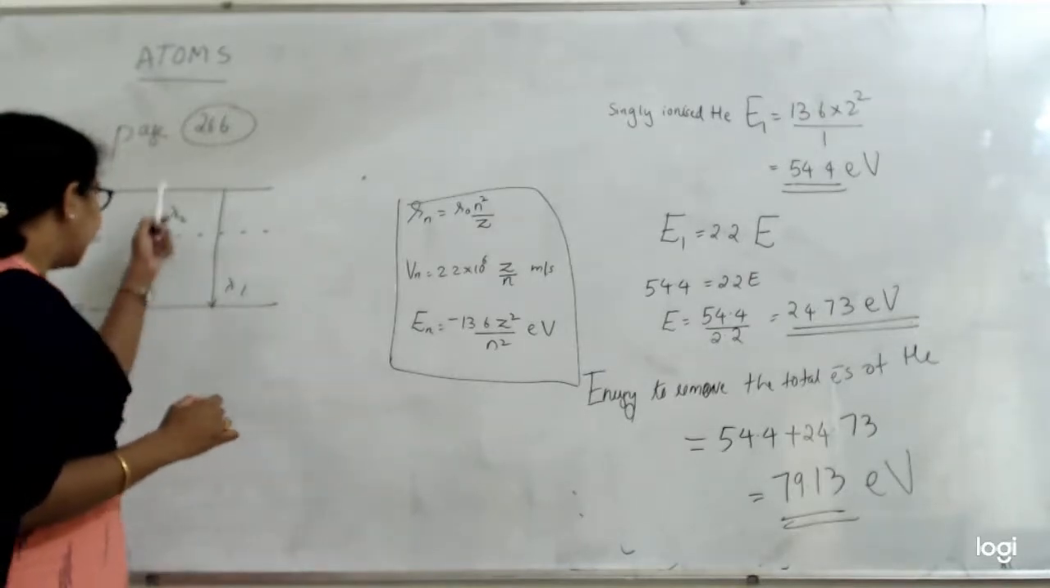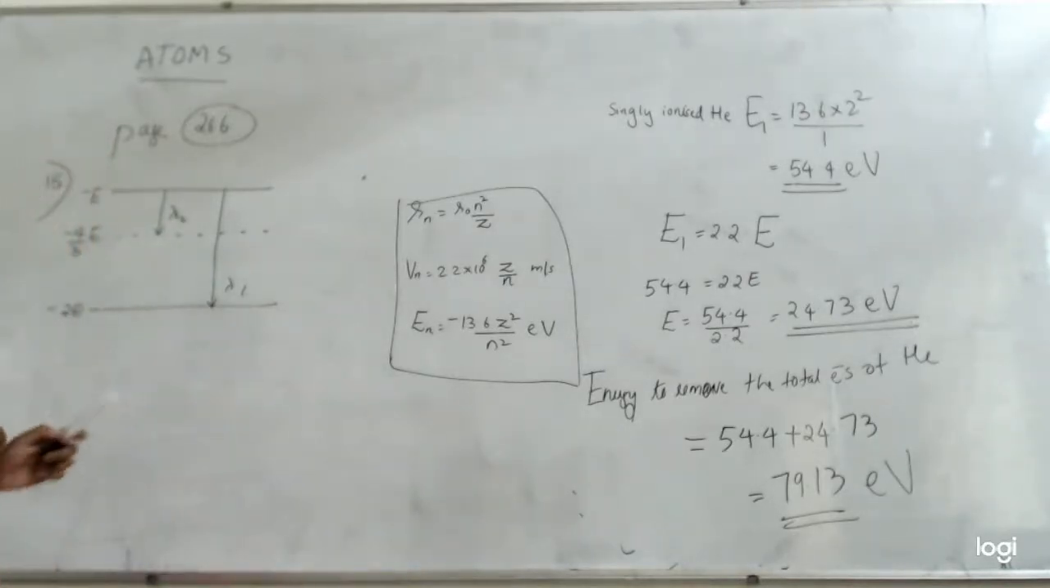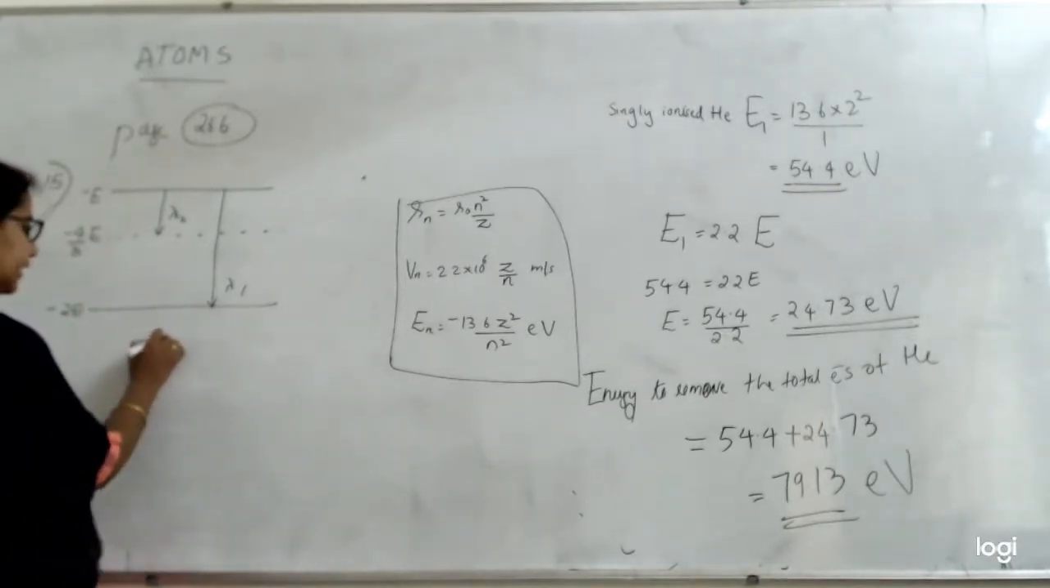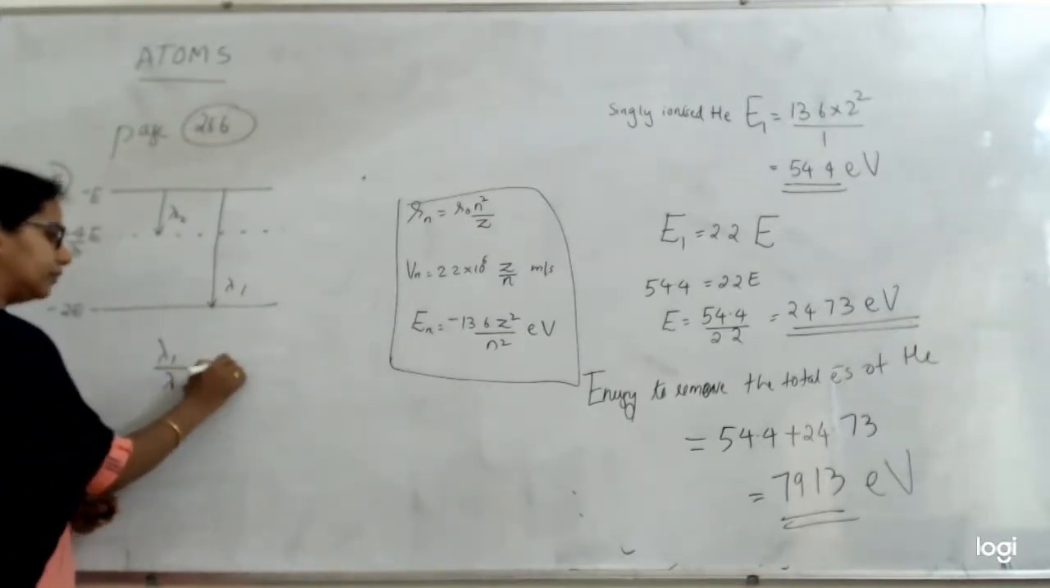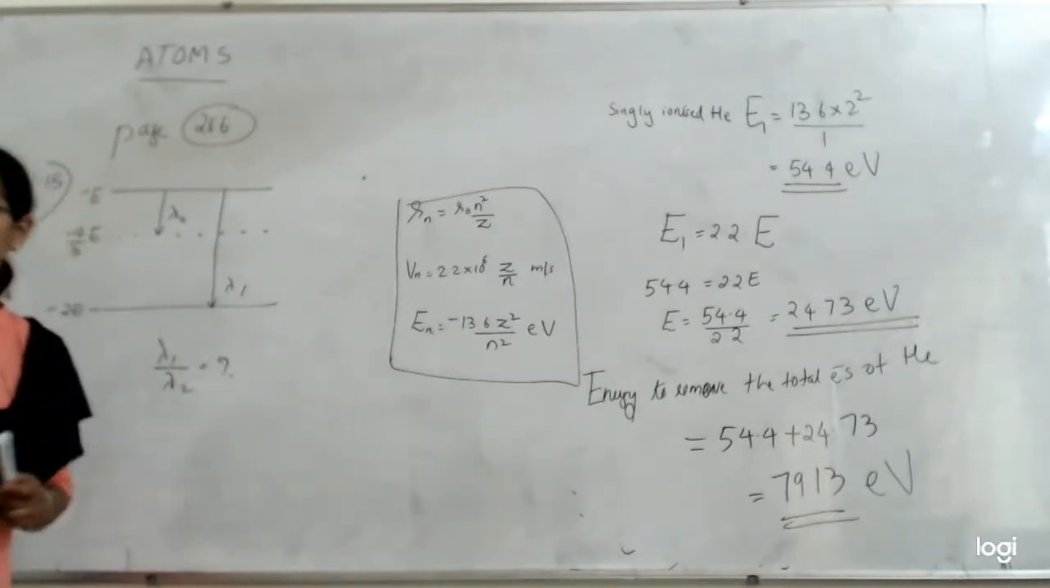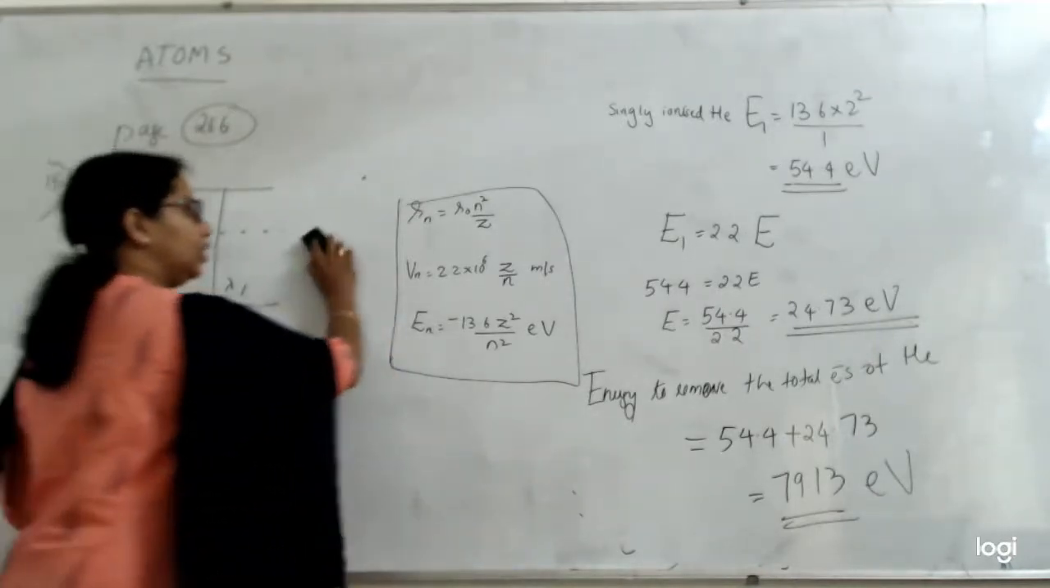So the question is given like this. This is the value given. Lambda 1 and lambda 2 are emitted like this. We should find what is lambda 1 by lambda 2. How will we do this? I can do it like this.